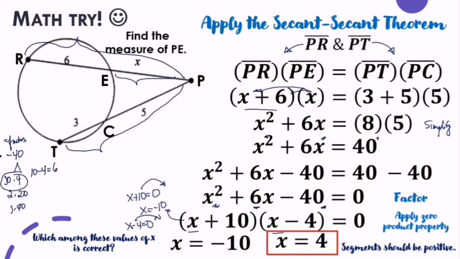Alam mo, sa totoong buhay, anong sukat ng isang haba? Nakikita natin, di ba? Kasi pag sinabi mong negative, ang notation nun, mawawala. Okay? Or, kumbaga, umutang, ganun. So, ang final answer natin ay segment PE is equal to 4 units. Okay? So, sana maliwanag po.